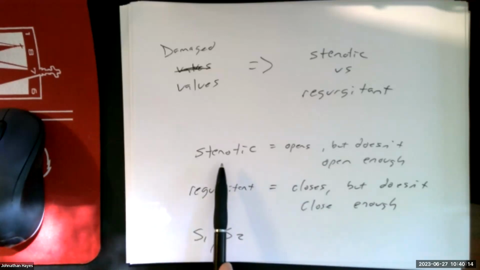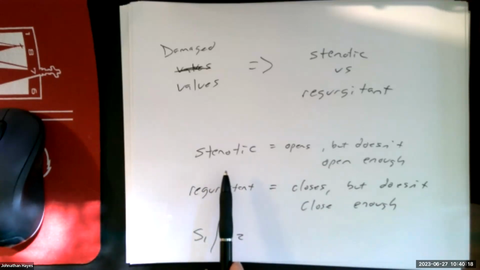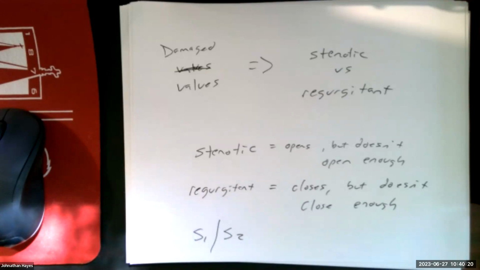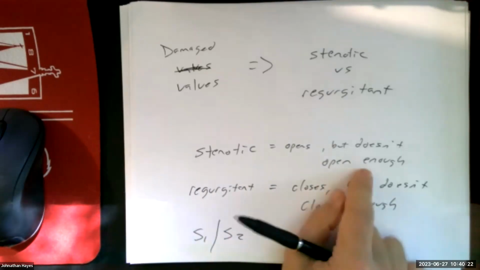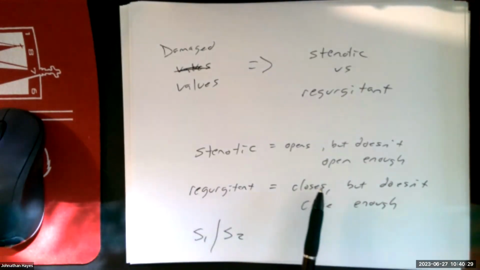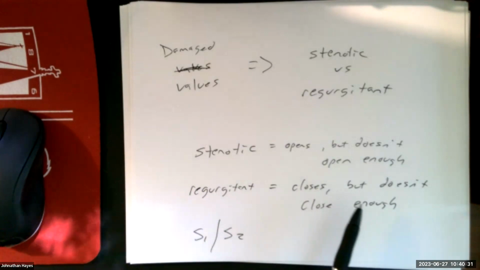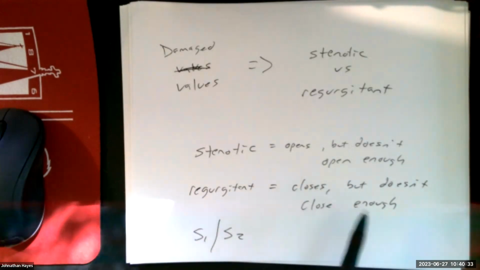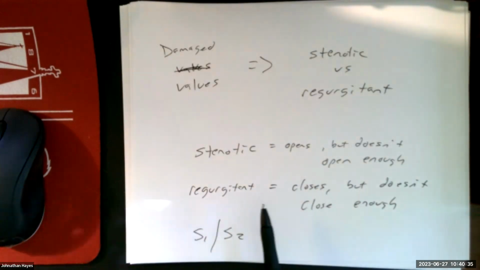So a stenotic valve creates turbulent blood flow because it's literally just too narrow, and you're trying to push too much blood through an opening that's not opening well enough, right? So that creates too much friction. If you have a regurgitant valve, that means it's closing, but under pressure, it'll allow blood to seep back through. So when that blood seeps back through, that's going to create another sound, right?